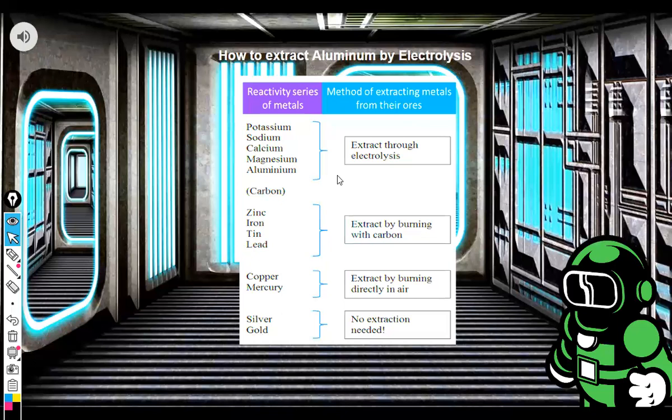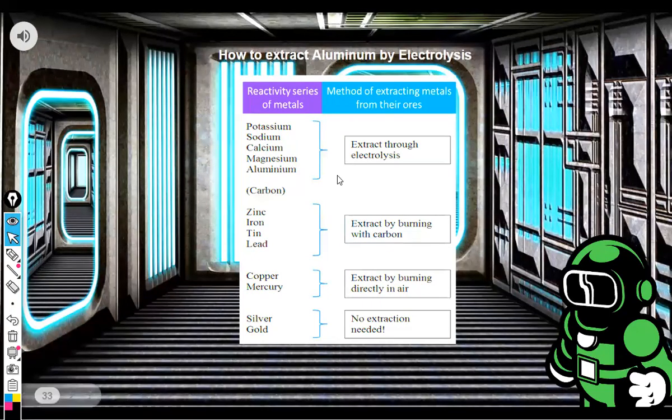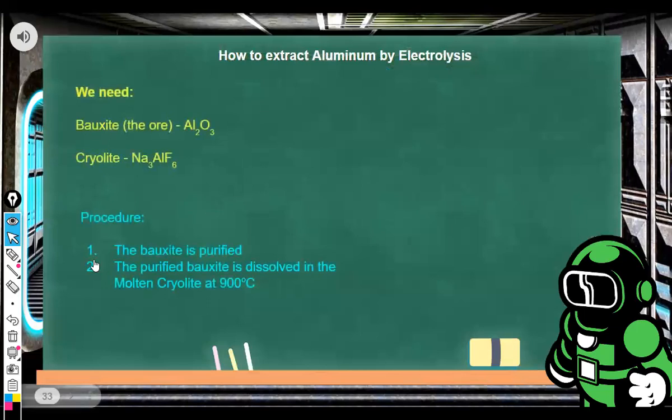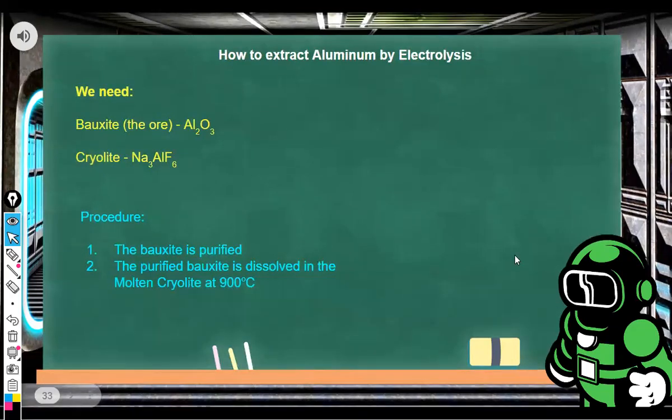Right. So once again, if you look back at this chart, the chart that you already had from before, to extract iron, I showed you that you have to burn it with something containing carbon. However, aluminum is in a different category. Aluminum is above carbon. So you cannot use carbon to extract aluminum. Instead, you have to use electrolysis. Now, lucky for us, we did electrolysis about 3 weeks ago. So this is going to be super easy for you guys. Right? But there are a few extra things that you need to know.